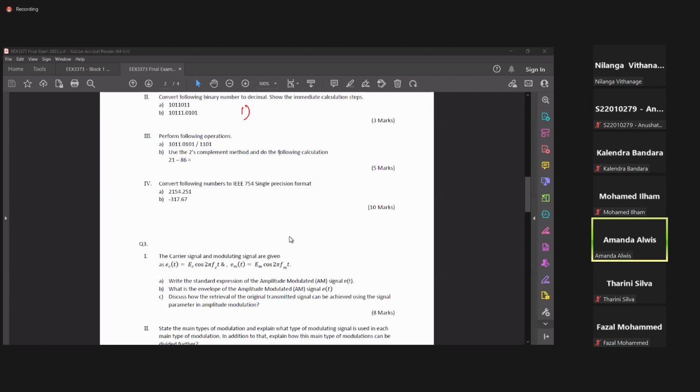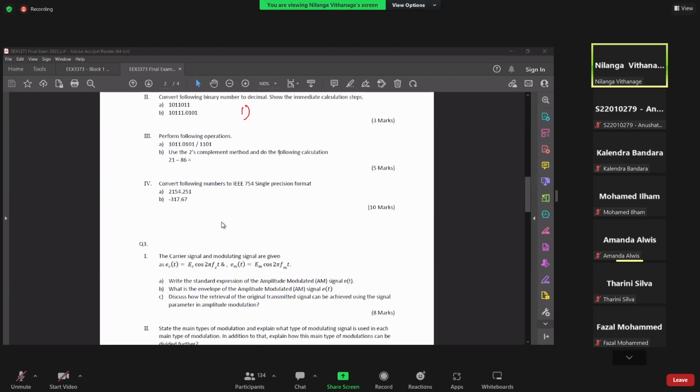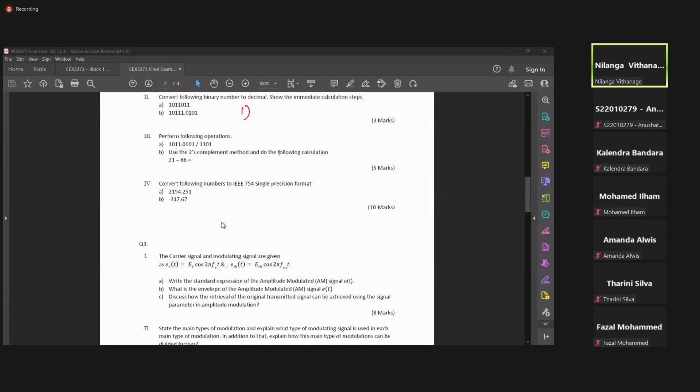Sir, now in the subtraction, why can't we subtract 21 from 86 and put the negative sign at the end? 86 is the bigger number, sir. Yeah, but if you are a human, you can do that. But computers don't know which is the bigger one or the smaller one. They only see 2 numbers.